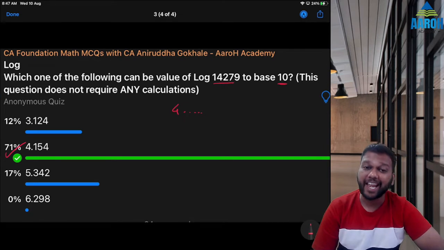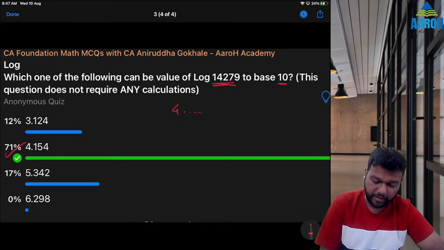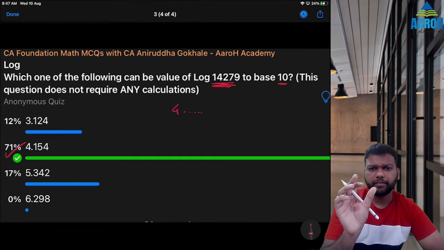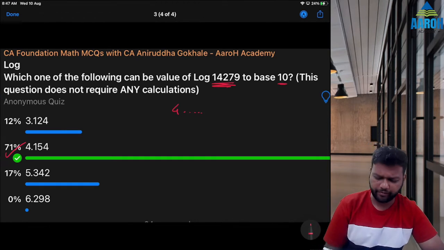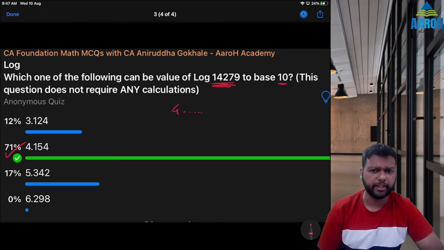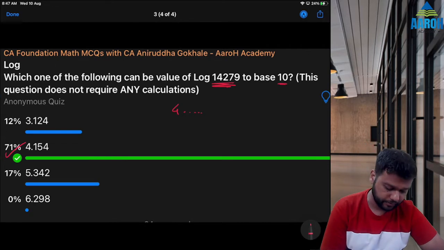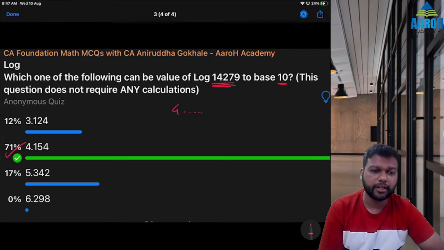The characteristic of a number greater than 1 is the number of digits minus 1. So the number of digits is 5, 5 minus 1 is 4. So 4 point something will be the answer to this. So no need to do any other calculations.